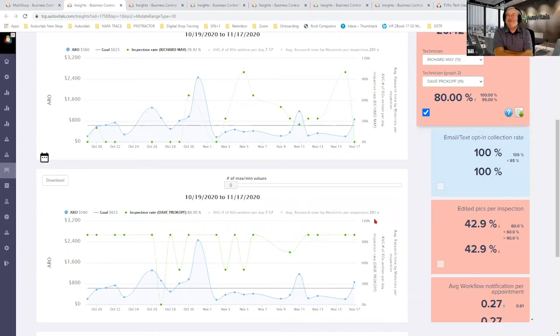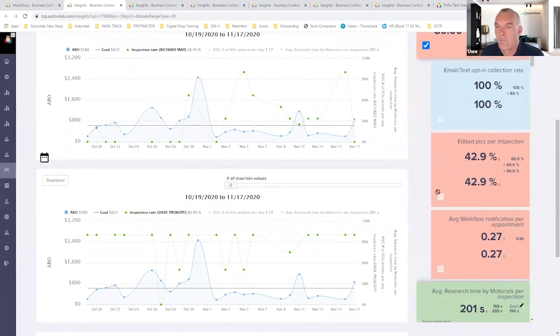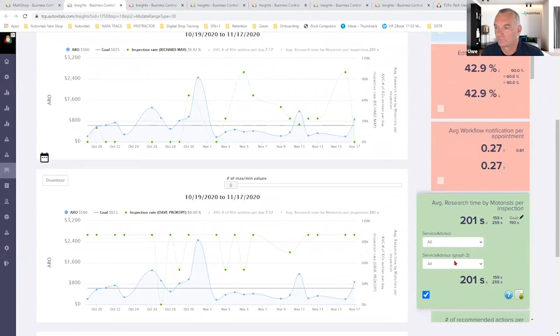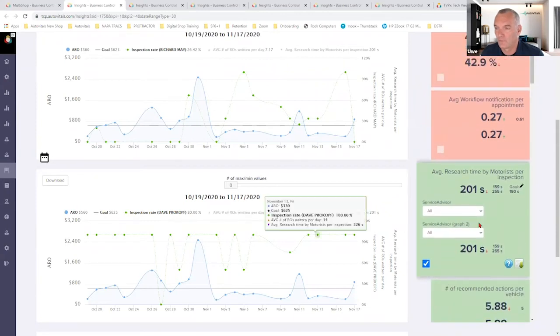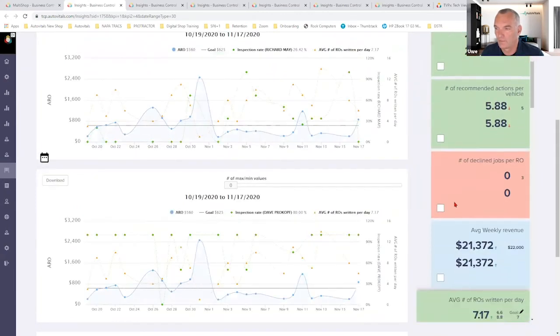Okay, can you overlay car count? Sure. You probably have to uncheck one of the other ones.